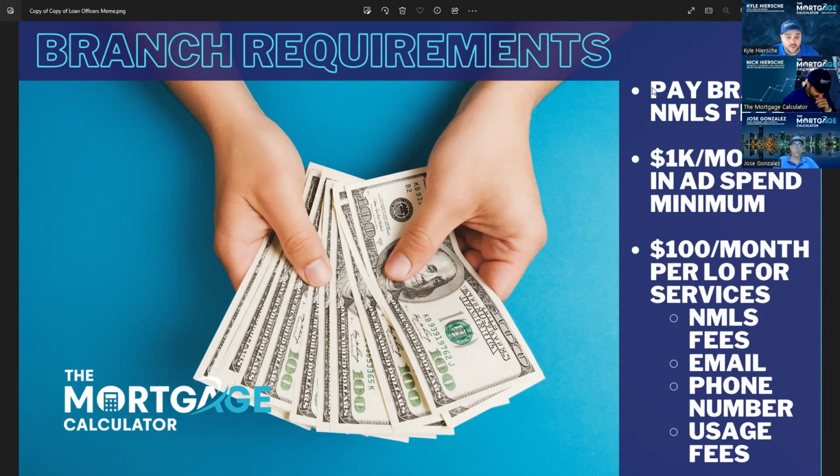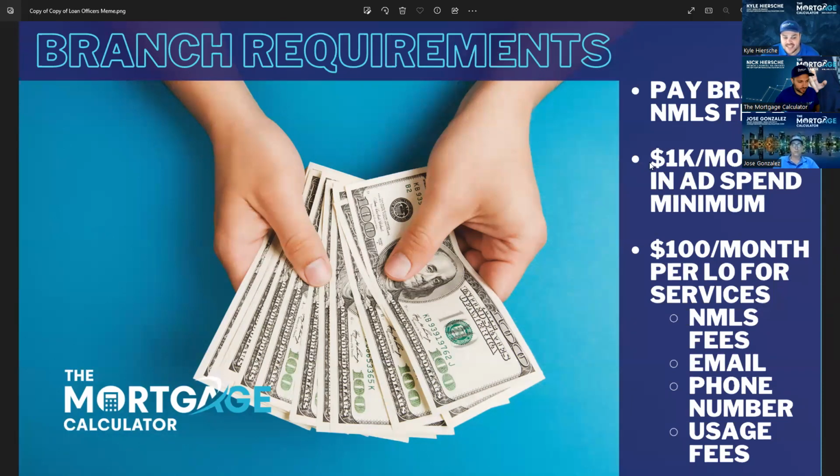When it comes to setting up your branch, you're going to need to make sure that you fulfill the minimum requirements, right? Each state has different requirements on how much experience a branch manager may need. Some don't have any, some have 3 years minimum experience of being a loan officer. Whatever the case may be, you need to check the NMLS, check the laws and the guidelines, and make sure that you're going to be a fit to be a branch manager before we open that up. So make sure you meet the requirements and pay the branch NMLS fees is the first thing here.